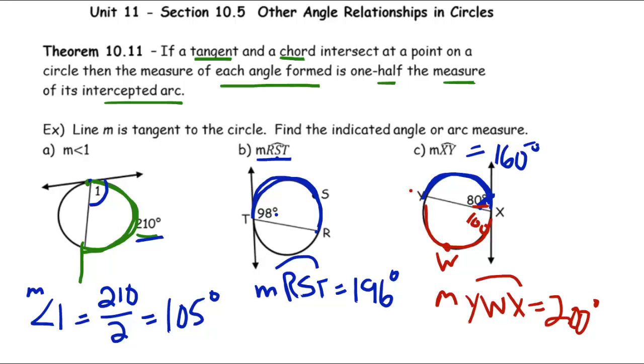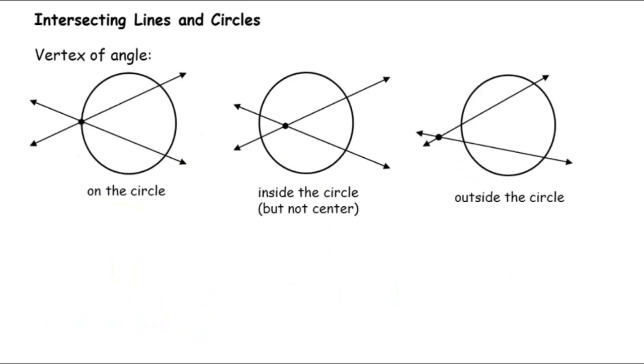Okay? Let's move on. Next one, intersecting lines and circles. So here's where we start talking about different ways to find the angle measures. And what we're looking at here, the vertex of the angle is on the circle. Now we already know how to find angle measures when my vertex is on the circle, right? The angle measure is half of the arc. So the angle is half the arc.